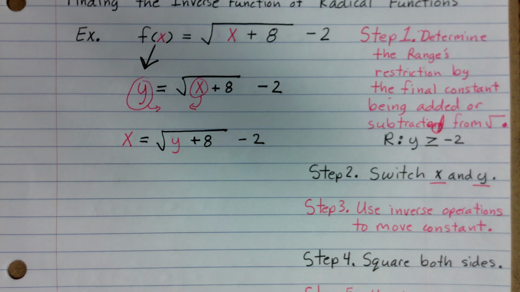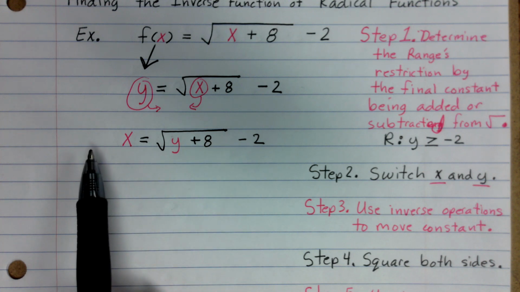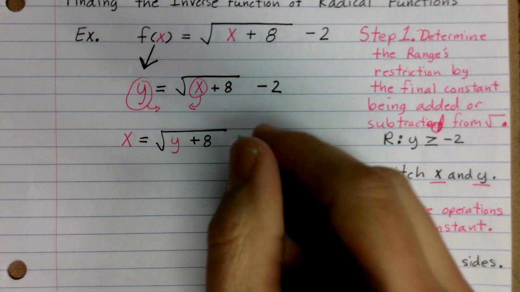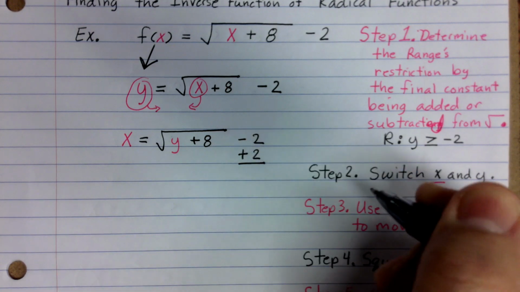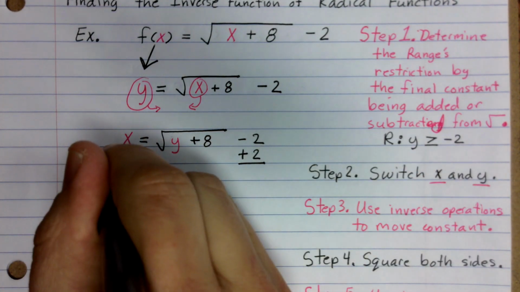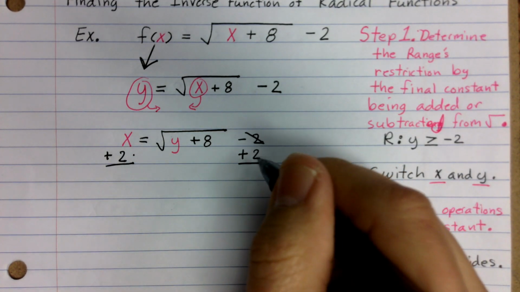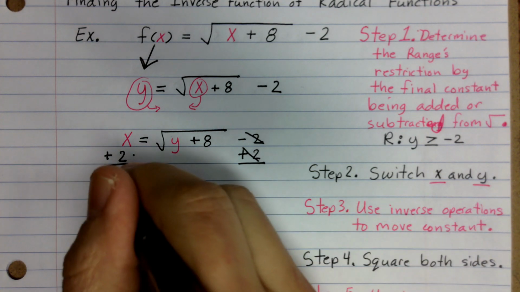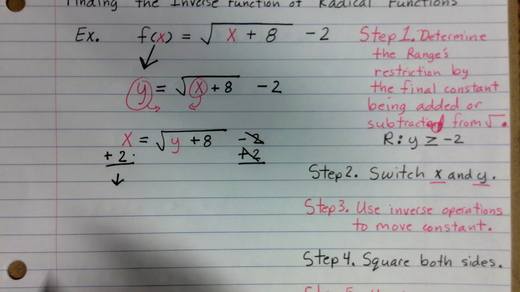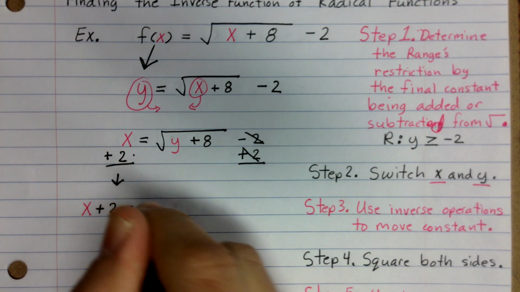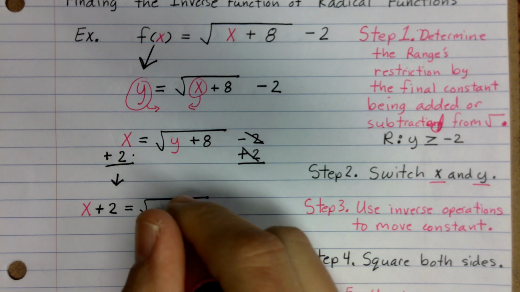And now we're ready to start doing some operations. Notice step 3 says use inverse operations to move the constant. So I want to move this -2 over to the other side of the equation because we're going to try to isolate y and get it all by itself. So this is subtracting 2, so I'll do the inverse operation, which is adding 2. And whatever I do to the right side of the equation, I have to be sure to keep it balanced and do it to the left side of the equation. Now -2 and +2 cancel. And then I'm just going to rewrite this over here on the left. So it becomes x plus 2 is equal to the square root of y plus 8.